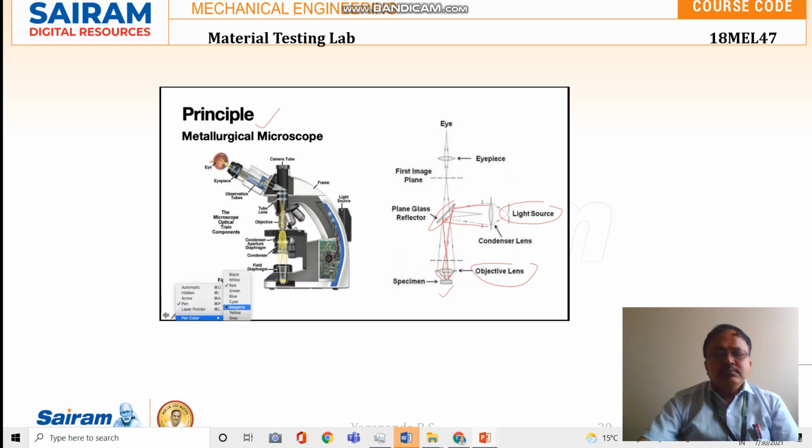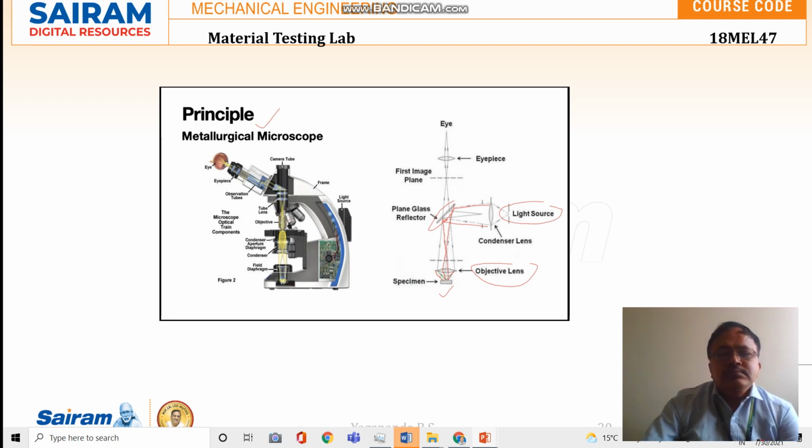Let me change the pen color. So some of the light which falls on the specimen gets reflected from the specimen surface and will be magnified and pass through the plain glass reflector, and magnified again by the upper lens of the system. This is the upper lens of the system, and the magnified image can be seen through the eyepiece. So this is how a metallurgical microscope works.